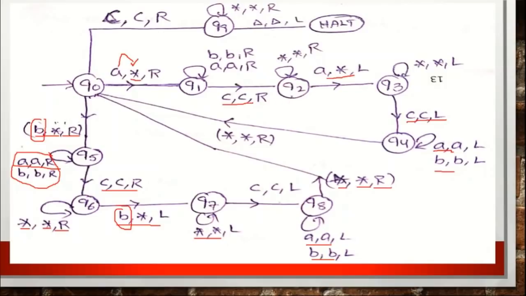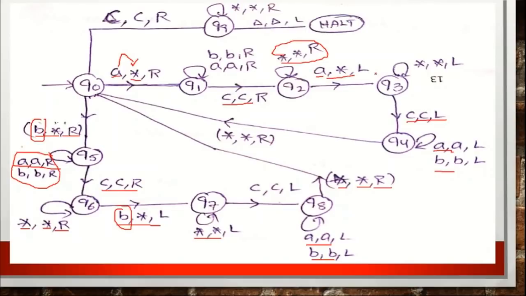After that we are getting any number of stars, so that's why here we give a loop. When we read star, that means already marked symbols, so no change and move right. After that, the recently marked symbol is A, so that's why we are expecting A. It can be marked as star and we move left.